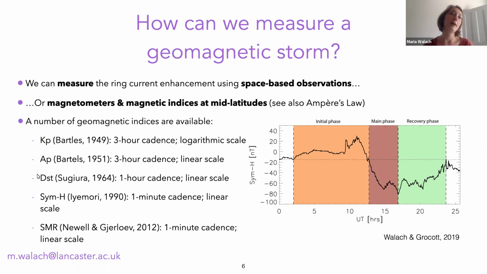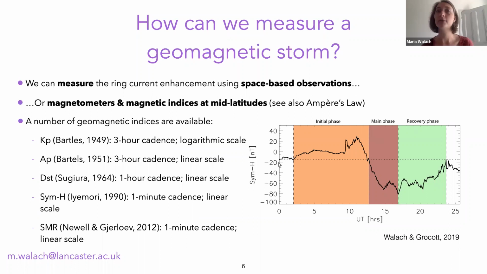This is baselined differently, and it's said to measure the ring current more accurately, or the ring current energy rather. And then we have the SYM-H index, which is similar to Dst, but it's on a 1-minute cadence, and this is also on a linear scale. So that's what I'm using today.